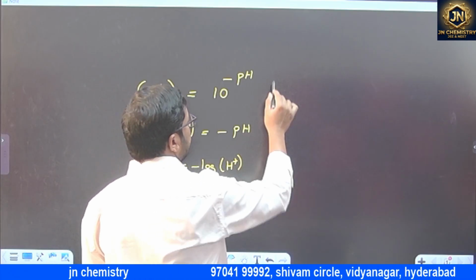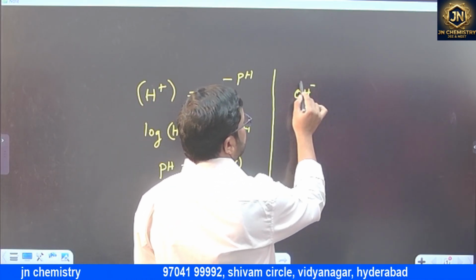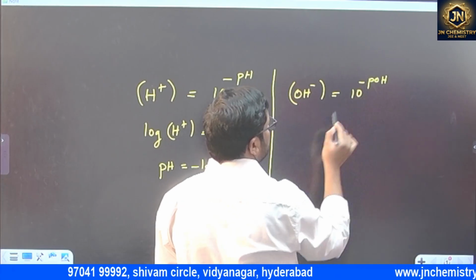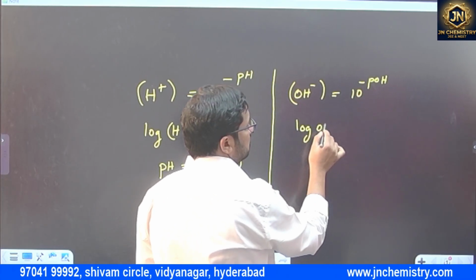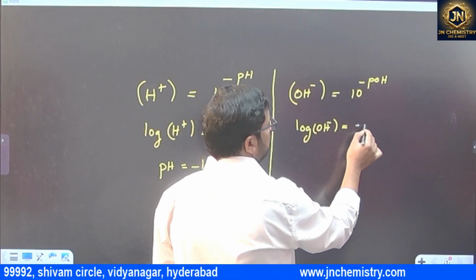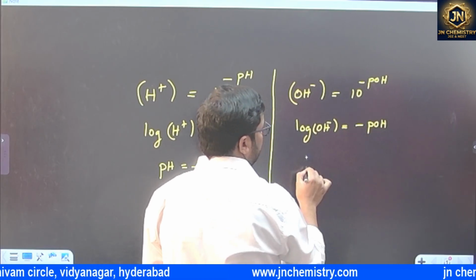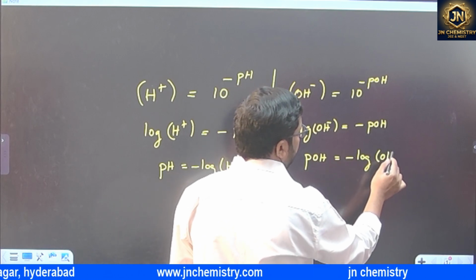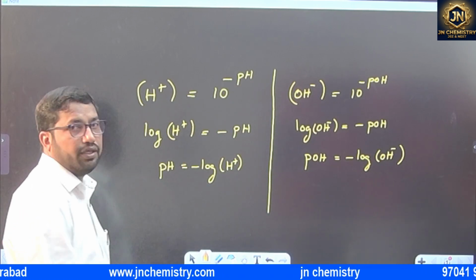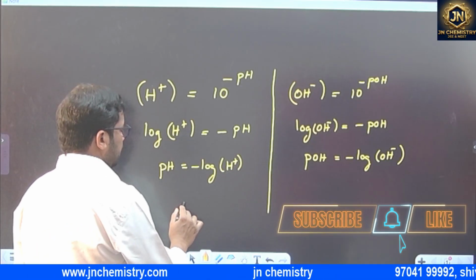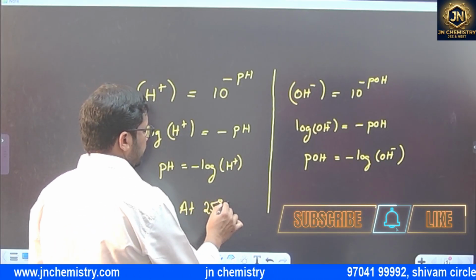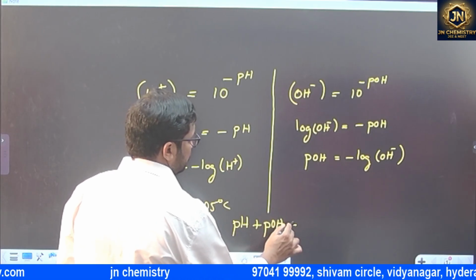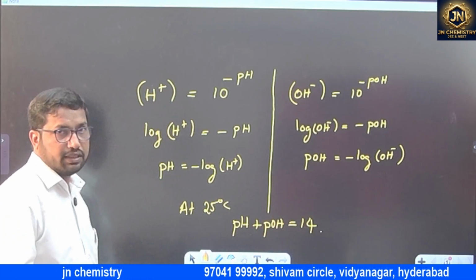Same like OH minus ion concentration. OH minus ion concentration equals 10 to the power of minus pOH, so log of OH minus concentration equals minus pOH. pOH equals minus log of OH minus ion concentration. I told you at 25 degrees centigrade, pH plus pOH equals 14. We discussed that in the last class.